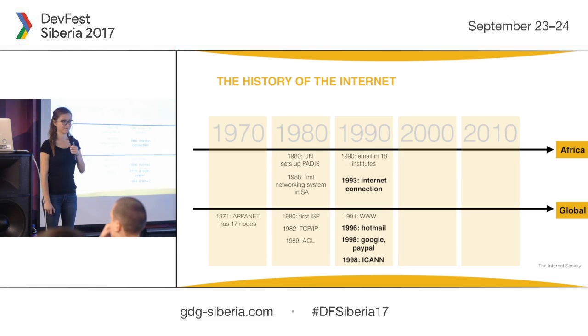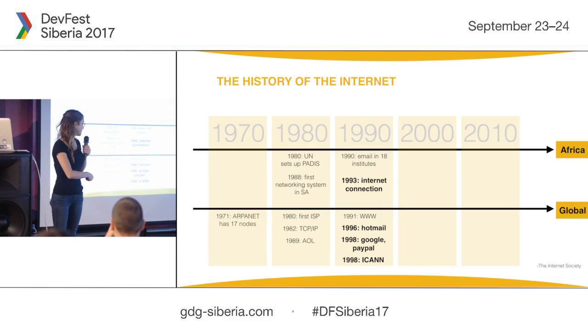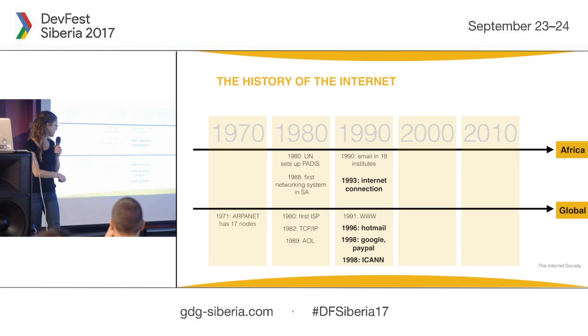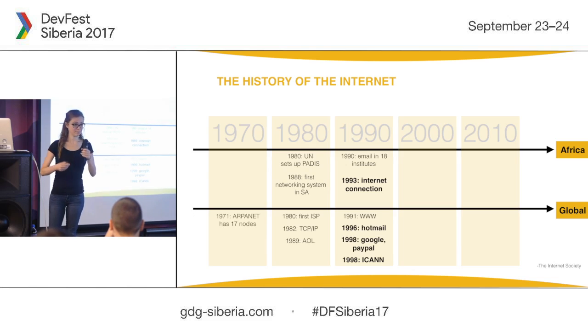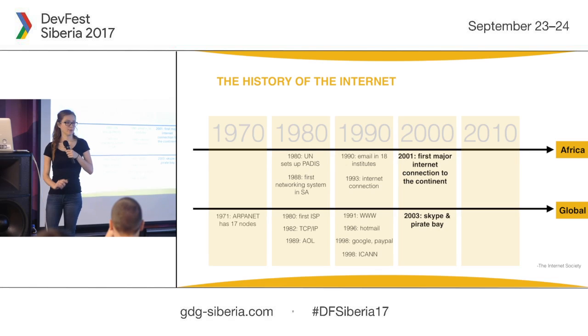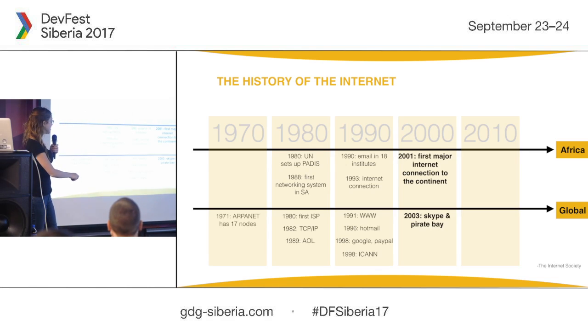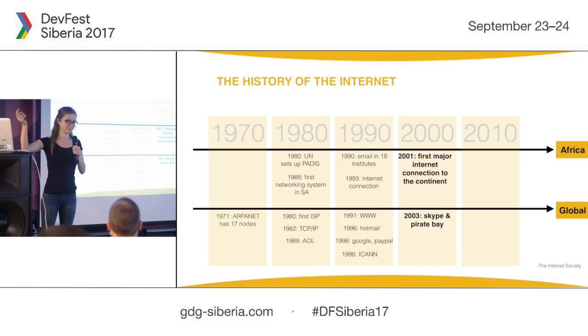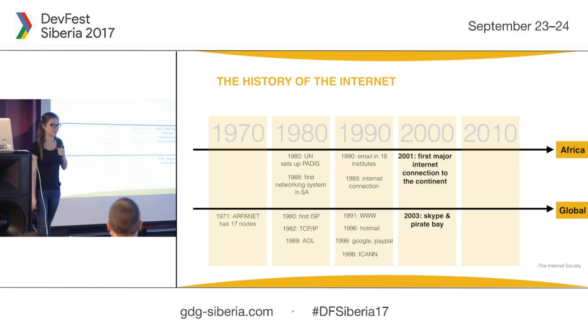First internet connection shows up in Africa, second half of the 90s. While globally, Hotmail, Google, PayPal, ICANN, the internet becomes more and more characterized. 2000s, first major internet connection to the continent. Globally, Skype, Pirate Bay, you already start exhausting your bandwidth, while in Africa, barely.